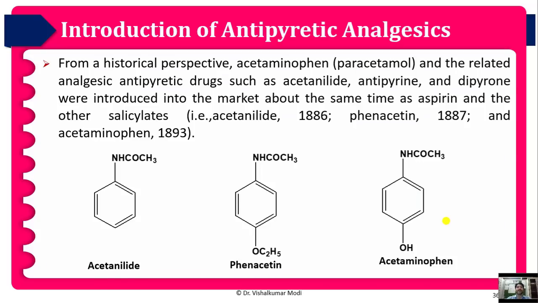Introduction of antipyretic analgesics. From a historical perspective, acetaminophen, which is commonly known as paracetamol, and the related analgesic antipyretic drugs such as acetanilide, antipyrine and dipyrone were introduced into the market about the same time as aspirin and the other salicylates. For example, acetanilide was introduced in 1886, phenacetin in 1887 and paracetamol in 1893. This is the structure of acetanilide, phenacetin and acetaminophen.